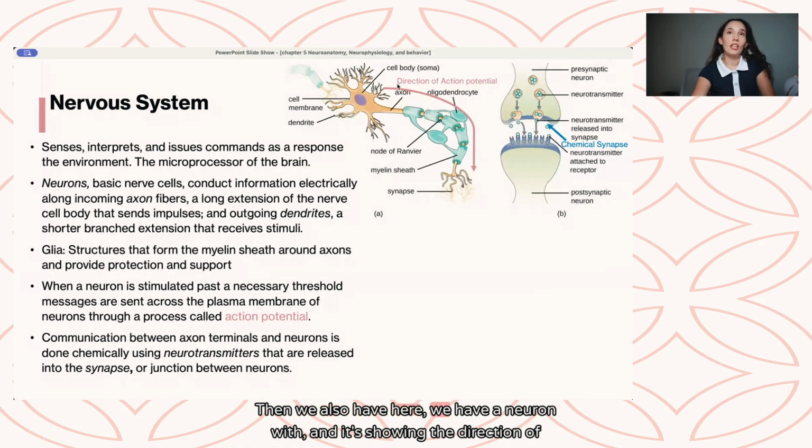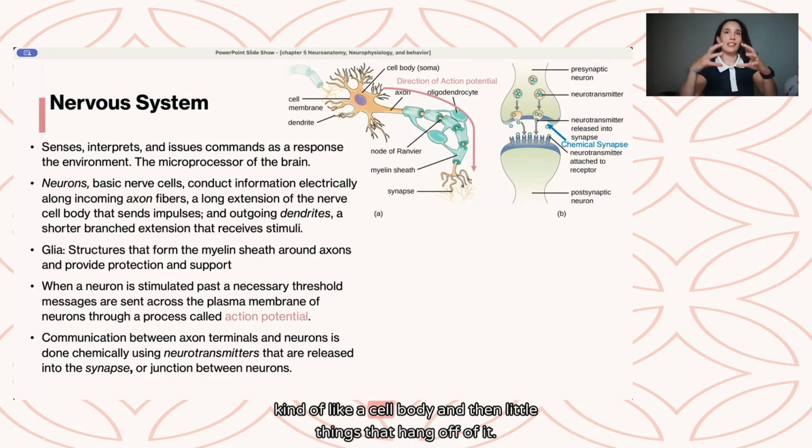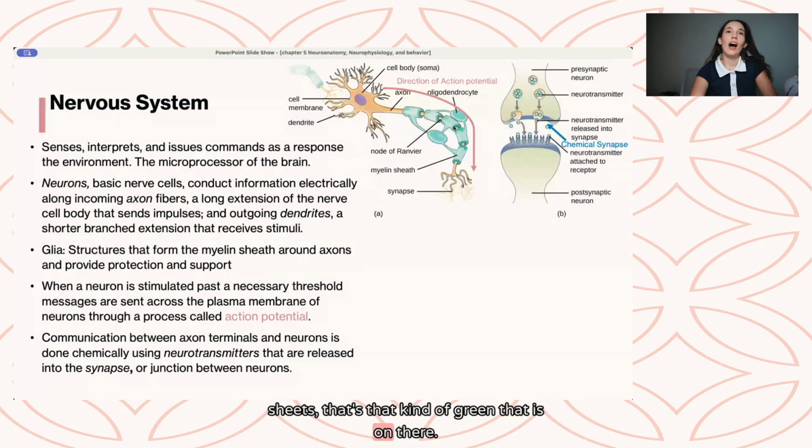Then we also have here a neuron, and it's showing the direction of the action potential. So we can see on one side of the neuron we have the dendrites. Those are like a cell body with little things that hang off of it. And then a cell membrane. And then you go along this axon, you can see those myelin sheaths. That's that kind of green that is on there.